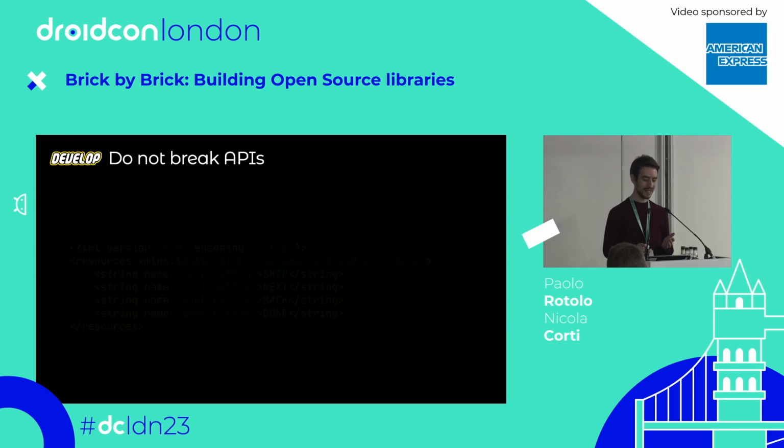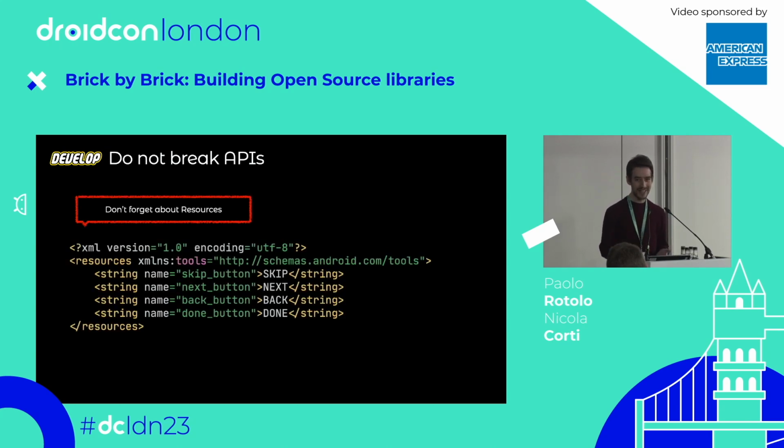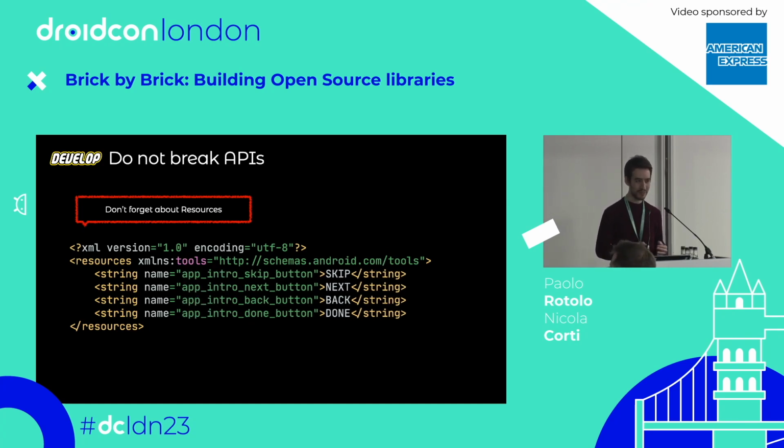And finally, we are developing Android libraries, so we have both code and resources. So don't forget about resources. They are public by default too. So try to not break things, for example, by adding a prefix before your resources, because maybe if you're using generic names, the clients of your library can override them by mistake and cause unintended behavior.